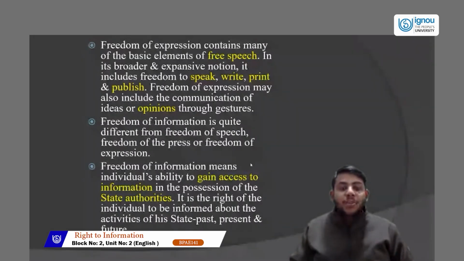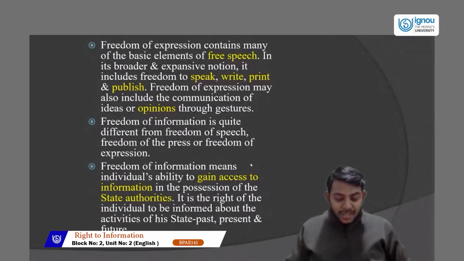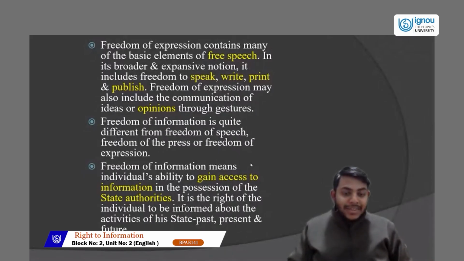And freedom of information is quite different from freedom of speech, freedom of press, or freedom of expression. Freedom of information means the individual's ability to gain access to information in the possession of state authorities. So information which is in the possession of state authorities, the individual should be able to gain access to. If the individual has that ability, then we can say that yes, the individual has freedom of information.